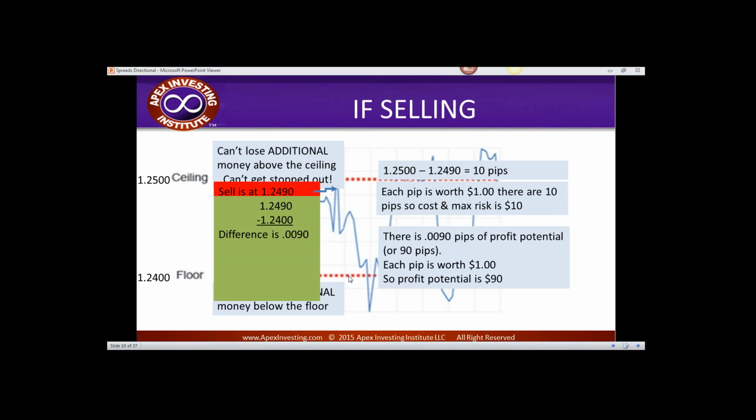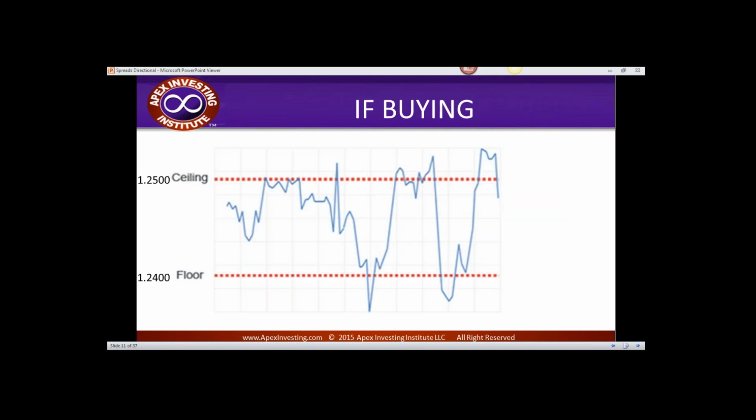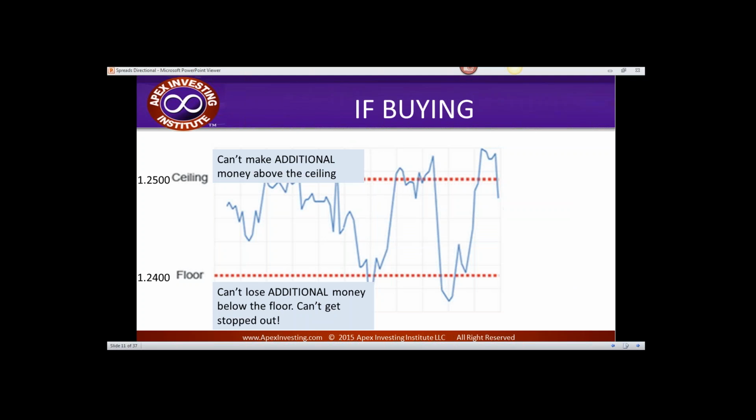So that's the first biggest concept you've got to get about spreads. You've got a ceiling, you've got a floor, you can buy or sell anywhere in between depending on where the market is and what spreads are offered, but you can't make or lose more than your floor or ceiling, okay? So if we're buying the spread, it's the exact opposite. We can't make additional money above the ceiling. We can't lose additional below the floor. So if we bought it at 2,410, our risk is what? 10 pips, 10 ticks, 10 bucks, right?